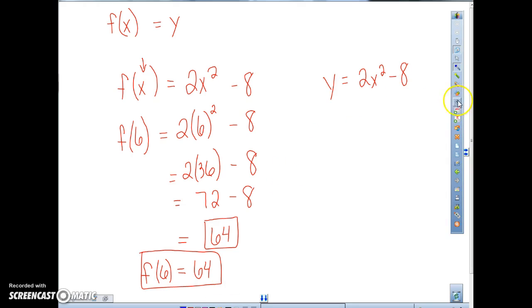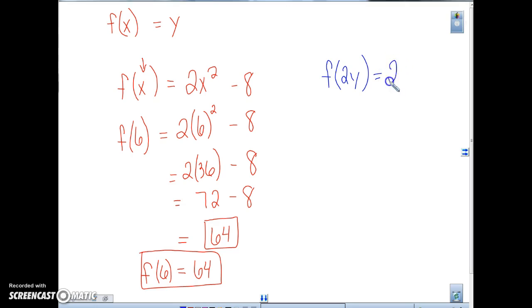Let's do another problem using this exact same function. So if I say evaluate this function at 2y, that means everywhere there is an x in the function, now replace it with a 2y. So I have 2 parentheses 2y squared. No, I don't. Remember I told you those parentheses were important. 2y parentheses squared minus 8.